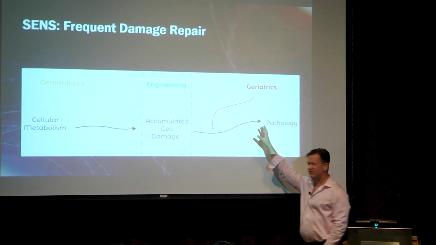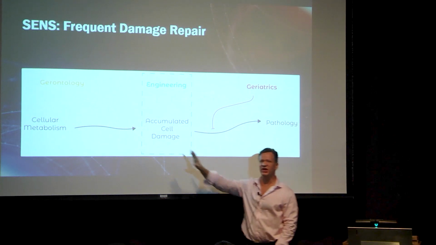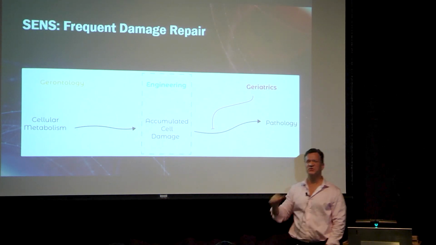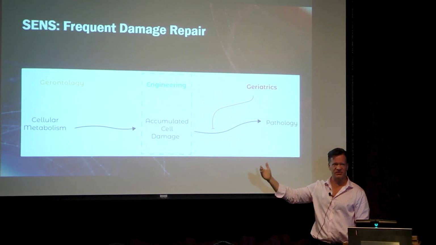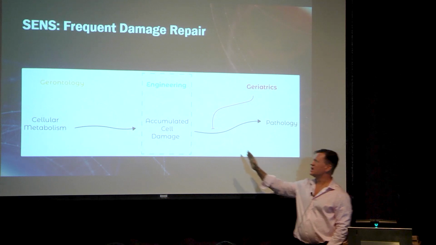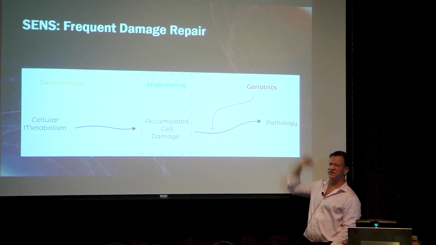Then there is the geriatrics approach that says, okay, I'm accumulating cell damage, and that leads to various pathologies, as well as increasing the risk of various diseases like cancer, heart disease, type 2 diabetes, and so on. Can I stop the damage from causing these pathologies?